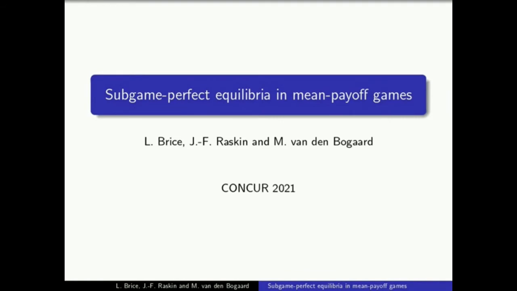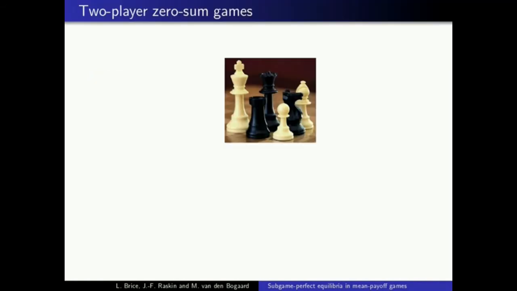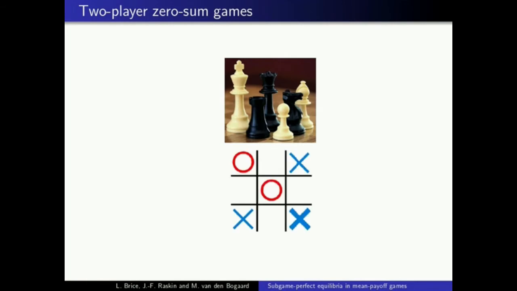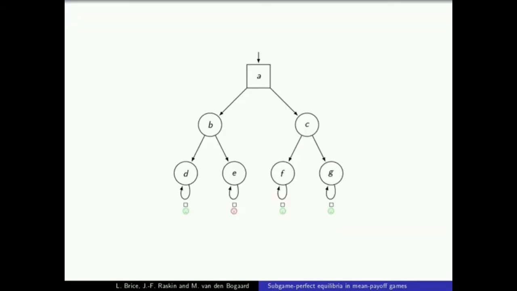Classically, in game theory, we study games with two players who have opposite objectives, such as chess or tic-tac-toe. In such games, we are used to asking questions such as, does this player have a winning strategy against all the possible strategies of the opponent? For example, in this game, if player square goes to the right, he is sure to win, while if he goes to the left, player circle could make him lose.